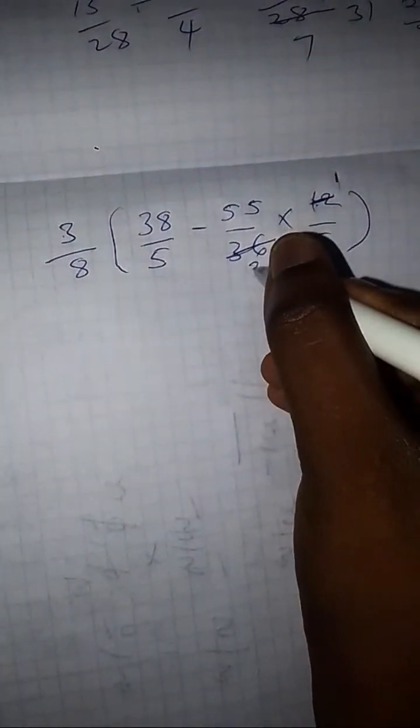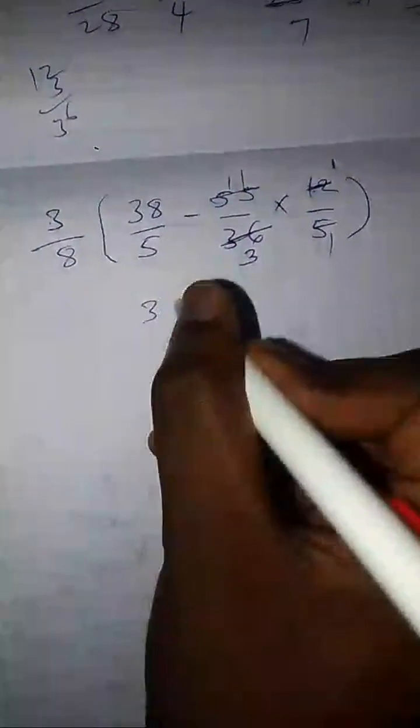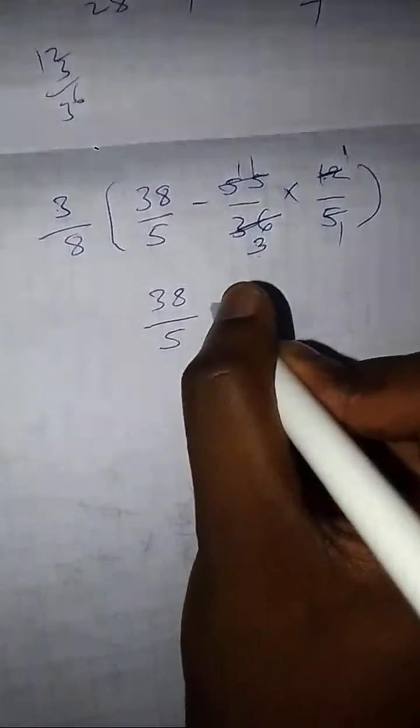So 12 here once, 12 into 36, how many times? 3 times, because 12 times 3 is 36. So here we shall have 3. So 5 here once, 5 into 55, 11 times. So you shall have 38 over 5. Now you subtract from 11 multiplied by 1 is 11 over 3. So let's work out that sum.